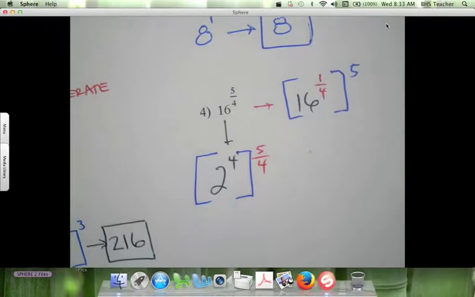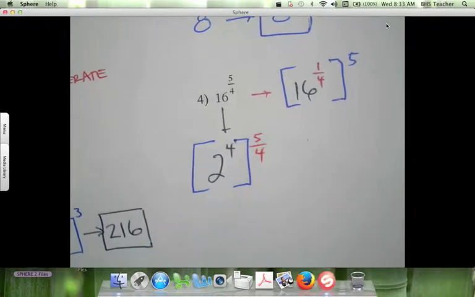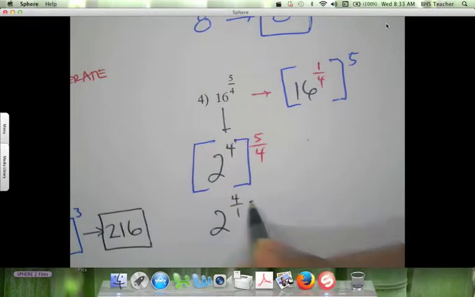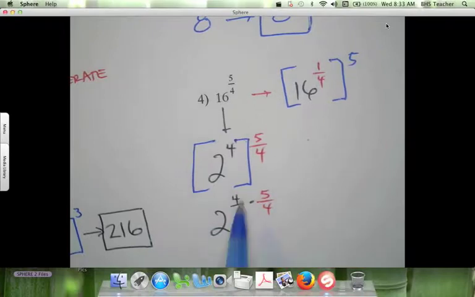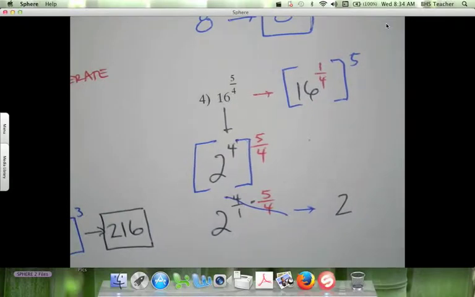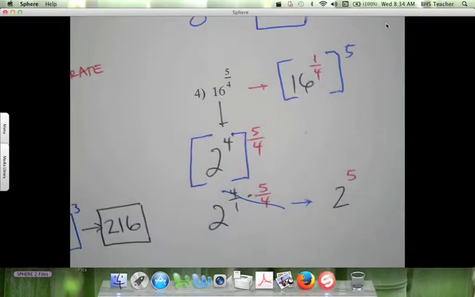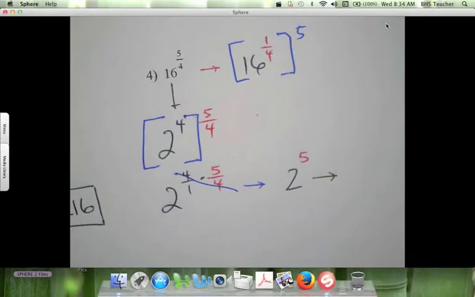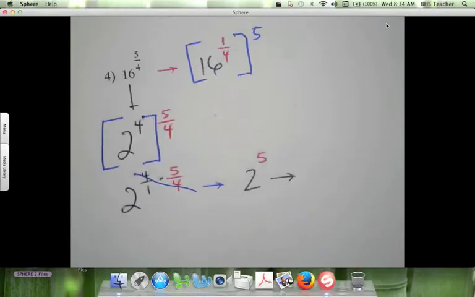you'll have the power rule now, right? A power raised to a power, what happens there? These multiply. 4 over 1 times the 5 over 4. Well, the 4's divide out. And here you're left with 2 to the power of 5. 2 to the power of 5. You do that on your calculator. That's 32.